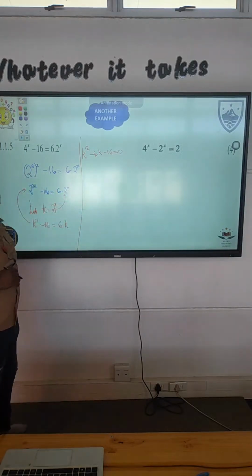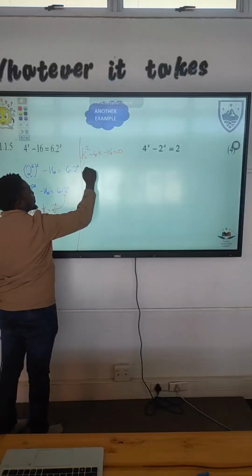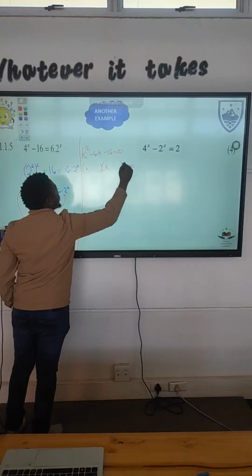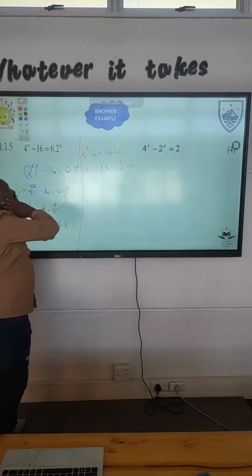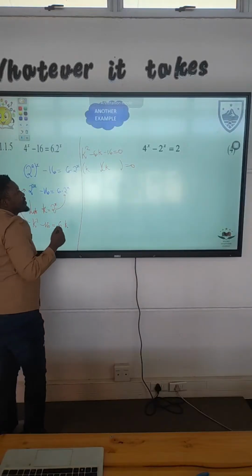We can use the quadratic formula this side. We can factorize. Let's try to factorize. We have k, we have k being equal to 0. Factors of 16 is 6 times 3.